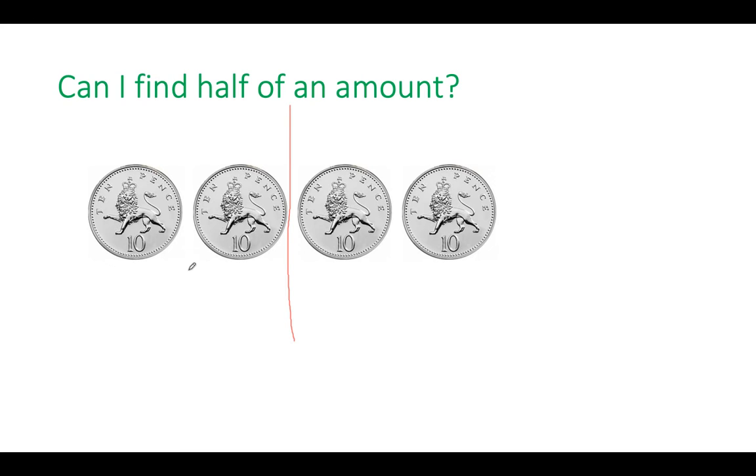So how much have we got all together here? If we've got 2 10p's, how much have we got? Remember, we can use our counting in tens. We've got 10, 20. Okay, so we've got 20p on this side. And then again, let's count on this side. How much have we got? 10, 20. Okay, we've got 20p on this side. So have we split them in half? Yes, because they're both the same.